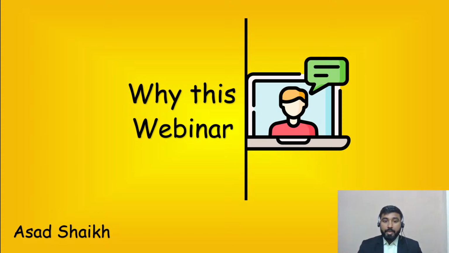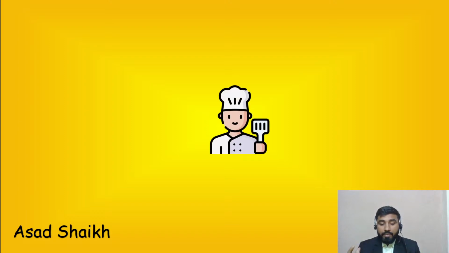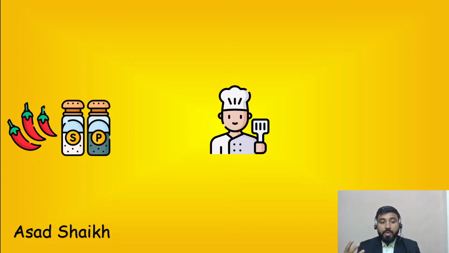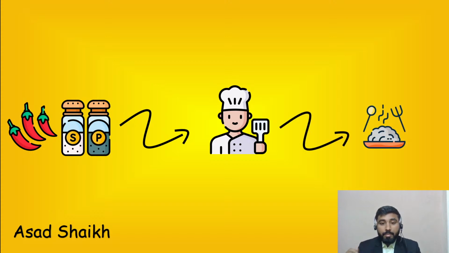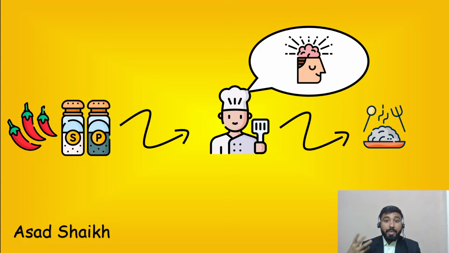So let's start with this webinar. First, why is this webinar in the first place? What I believe is that, like a chef who has to prepare some amazing food, he has some input ingredients available that he would use to make whatever recipe. But when a finished product is made, the real magic is with the chef. He used his brain to understand how to mix components together, how to optimize things to make that final product.